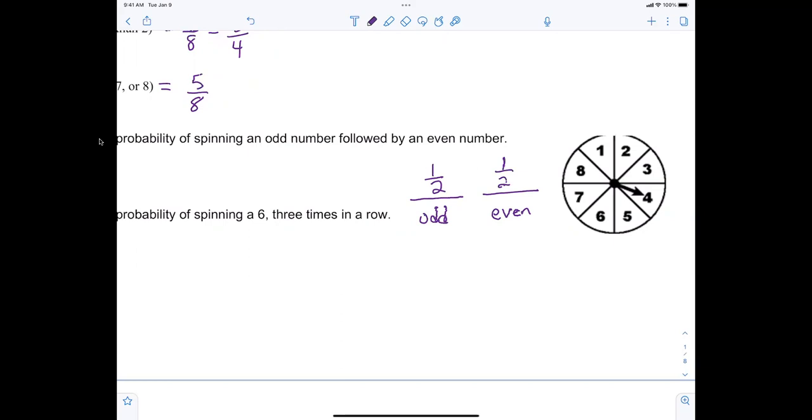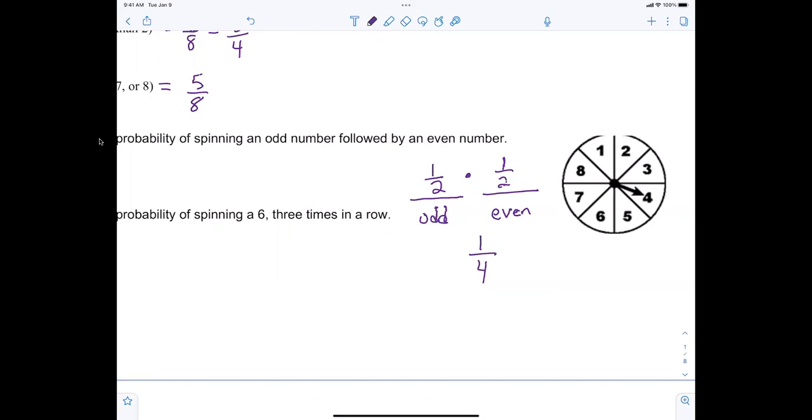And then we did something yesterday. It's called the fundamental counting principle. We're just multiplying our probabilities. 1/2 times 1/2 is actually what? 1/4. That's why the correct answer was 1/4.